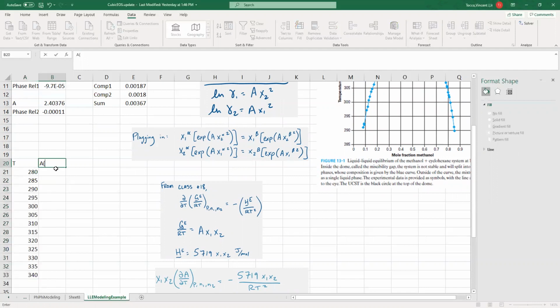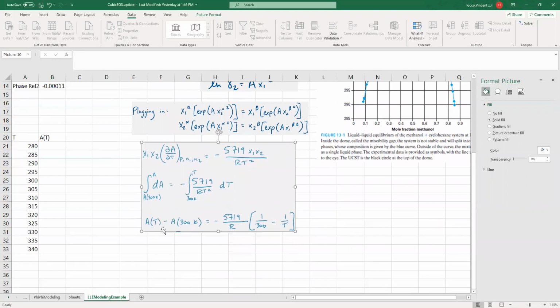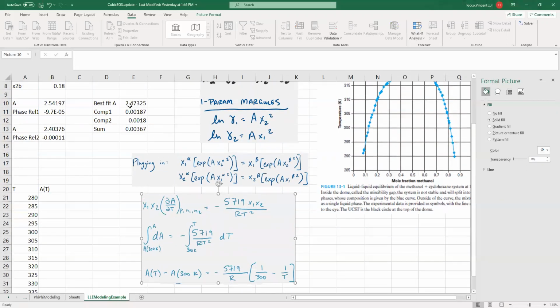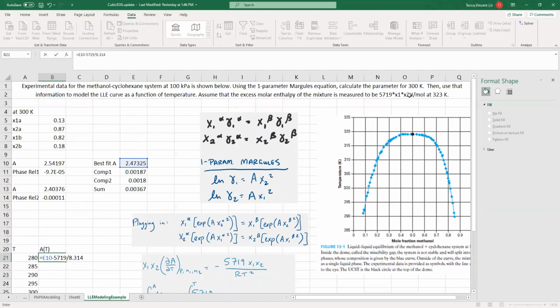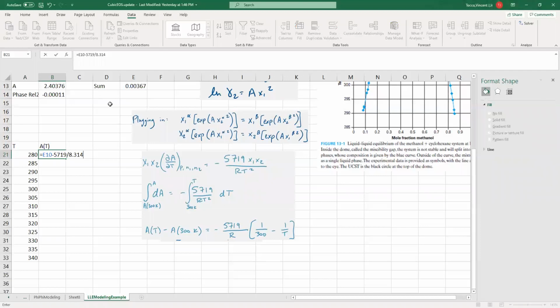All right, so this column is going to be my A of T. For A of T, I'm going to simply plug in what my expression is. So A of T is equal to, bringing this over to the other side, A of 300K, which we know because we calculated this in the first part of the problem. So it's equal to A at 300K minus 5719 divided by 8.314. These units are consistent: it's joules per mole, R is in joules per mole Kelvin, and then we've got a 1 over Kelvin here. Times parentheses 1 over 300 minus 1 divided by whatever T.